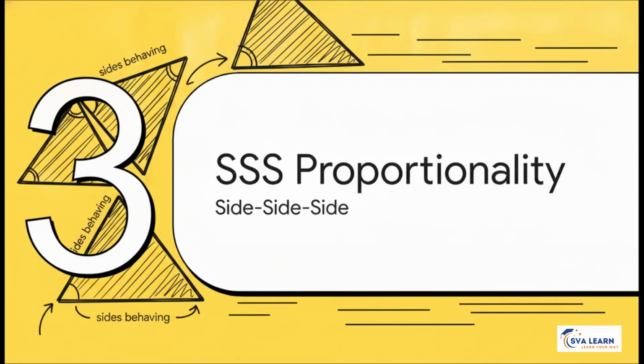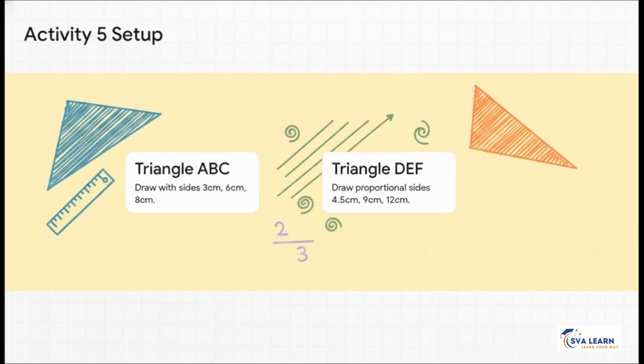Moving right along to section 3, the SSS proportionality rule. Side, side, side. Okay, so we just saw that locking the angles forces the sides to behave. Well, what if we flip the script completely? Let's mentally sketch out activity 5. Toss the protractor this time and just grab a ruler. We're going to intentionally draft 2 triangles where the sides are strictly proportional.